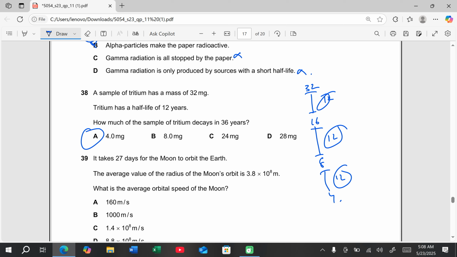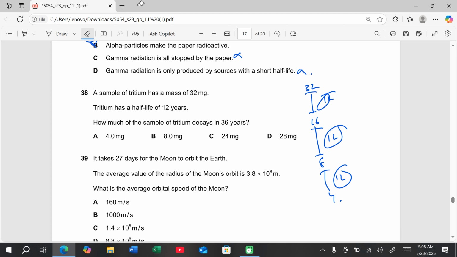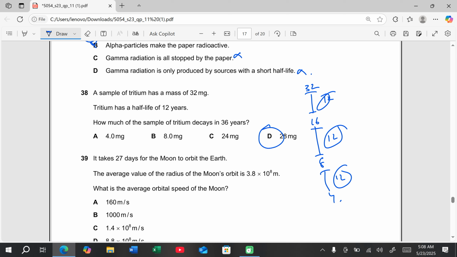There's only one problem here. The statement says how much of the sample of tritium decays in 36 years. So 4 is left, 28 has decayed. You need to read the statement clearly. So 28 milligram has decayed. Left is 4.